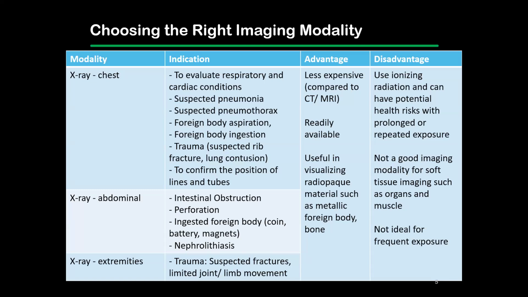So the advantage of this imaging modality is that, compared to MRI and CT, it is less expensive and it's usually readily available. Most centers have this. However, with frequent exposures to ionizing radiation, it places a potential risk to these children, as previously explained. And it's also not a good imaging for soft tissue, other organs, and muscles. All right, next slide, please.